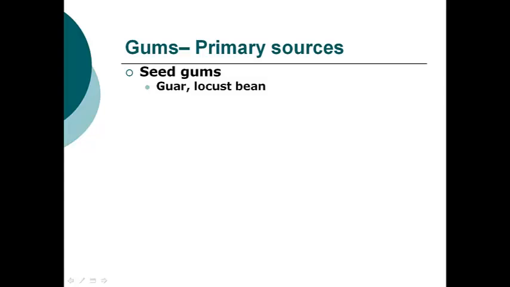Guar is unique because it does not need to be heated in order to form a gel, and it has good freeze-thaw stability, making it well suited for those types of products in which that is an important characteristic.